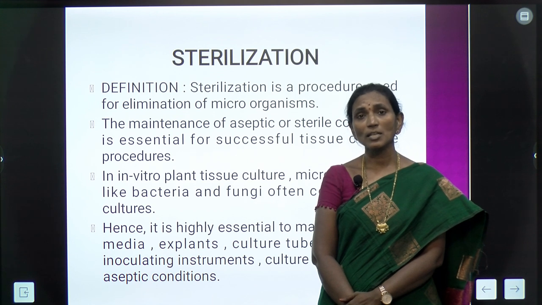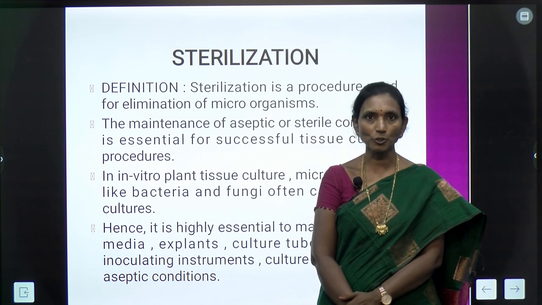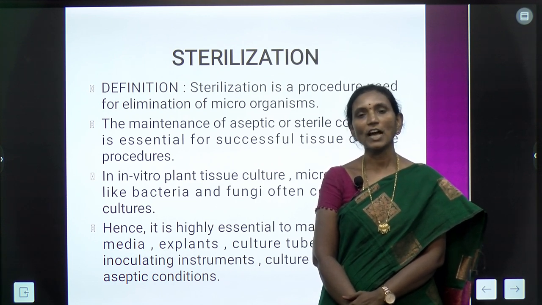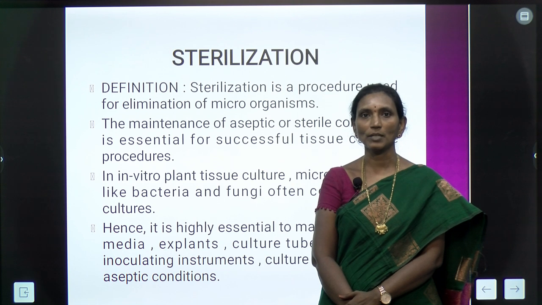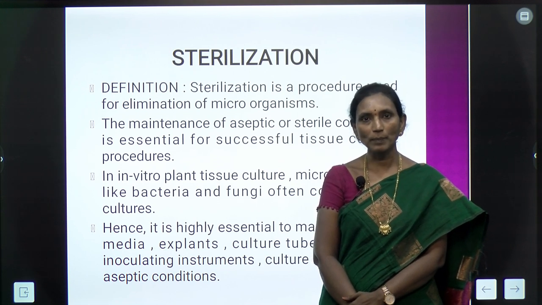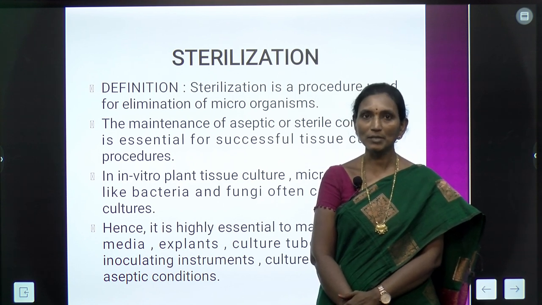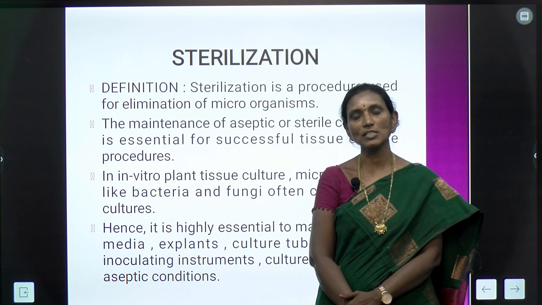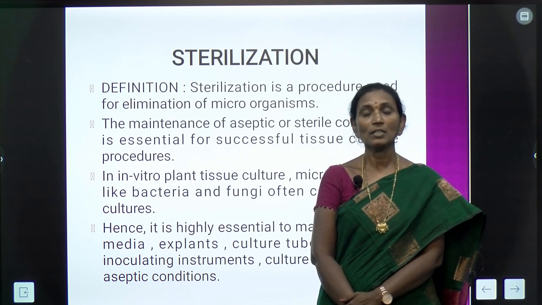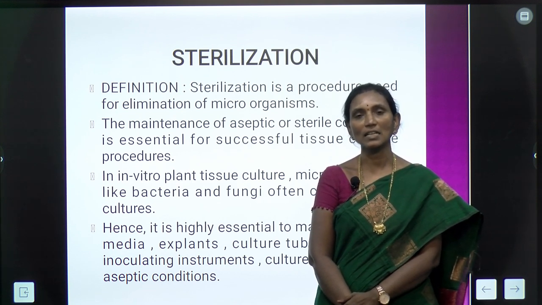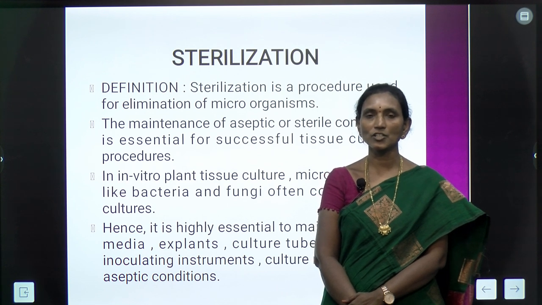There are some steps in plant tissue culture. To do the plant tissue culture technique, first we have to prepare the nutrient medium. Then we have to sterilize the nutrient medium. Then we have to prepare the explant and sterilize the explant. The next step is inoculation of the sterilized explant onto the sterilized nutrient medium. This must be again done under aseptic or sterilized conditions.